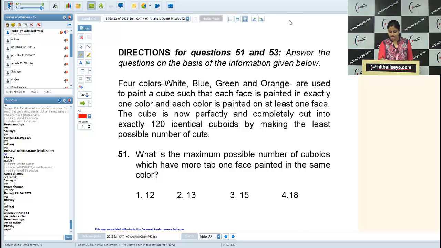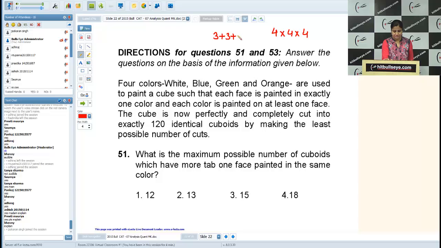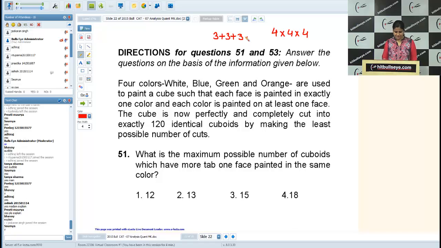Say, suppose I'm taking a smaller example. We have a 4 by 4 by 4 cube, and we want to make cuts on every face such that we have cubes of 1 by 1 by 1 dimension. So how many cuts are needed? Can you say 3 plus 3 plus 3? Can you say this? These many cuts are needed. You have to visualize this. Please confirm. Okay, so let us see.